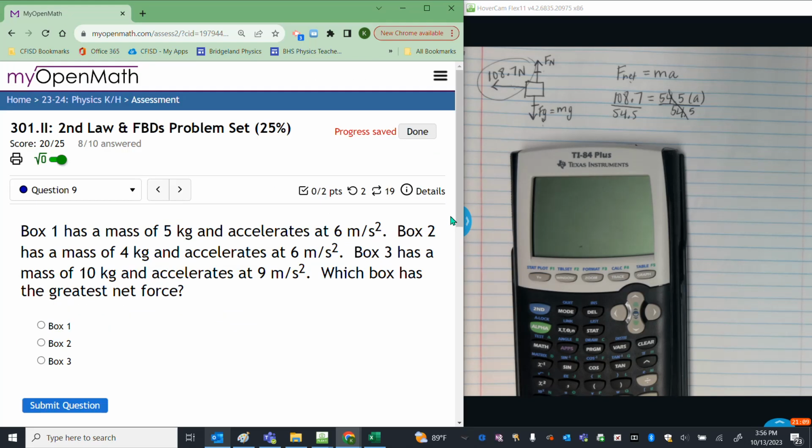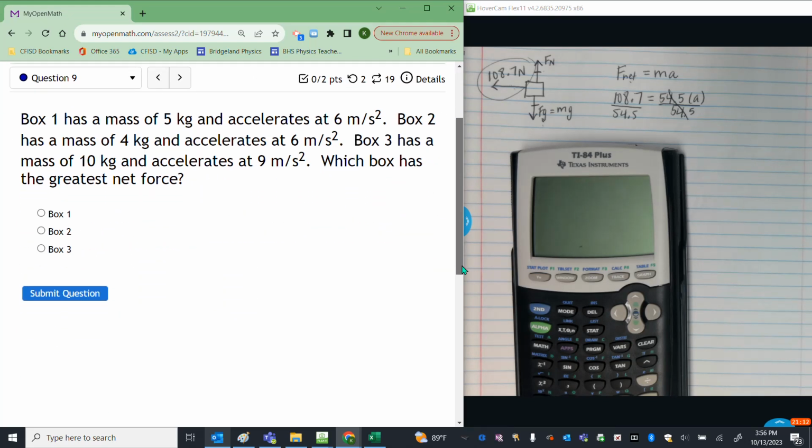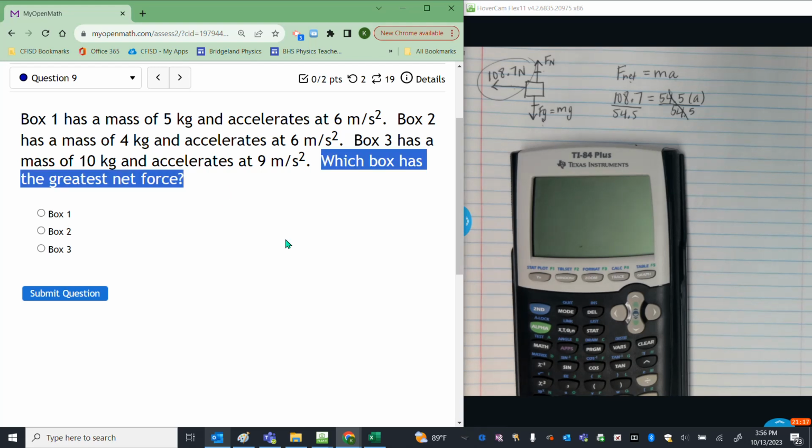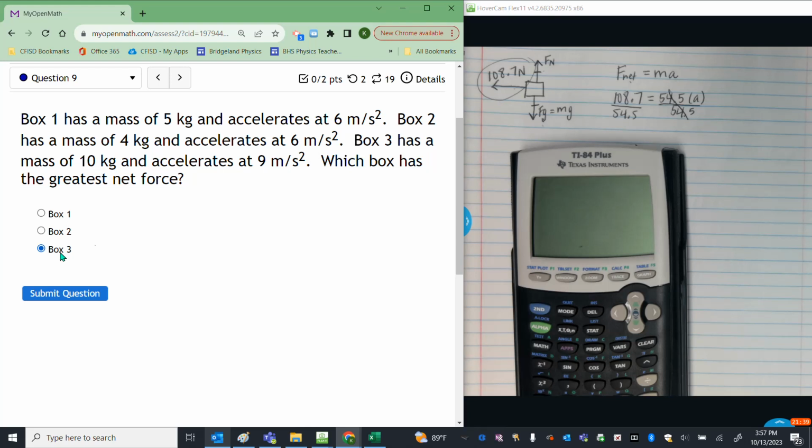Very similar to the last question. Different numbers, but question 9 is going to have you do that same process, but then you're going to choose which box has the greatest net force. So if I take a look at these, my first box, box 1, with a mass of 5 and an acceleration of 6, has a net force of 30. Box 2 is less. 6 times 4 is 24. In box 3, I don't even have to do that math because 10 times 9 is by far bigger than any of the other things up here. So in my particular example, box 3 with a mass of 10 and an acceleration of 9 meters per second squared has the largest net force, in my case 90 newtons.